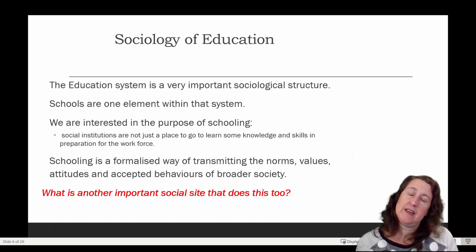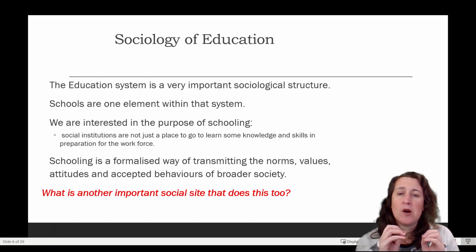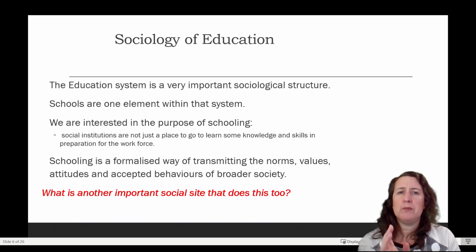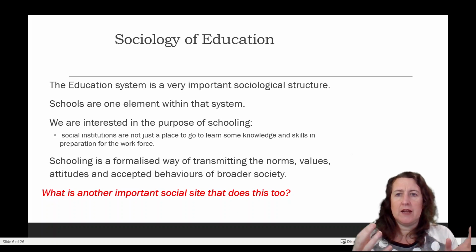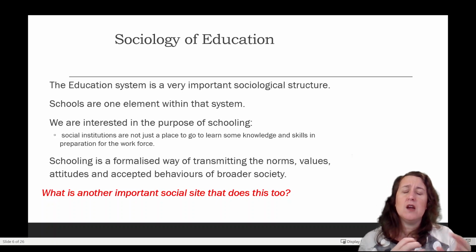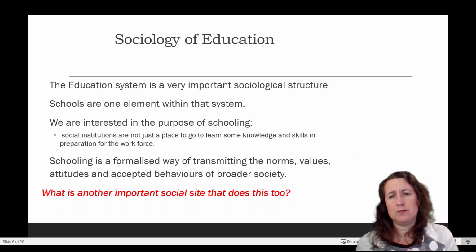However, obviously in this course, our focus is the sociology of education, because the education system is a very important sociological structure. Schools are one element in our system that is society, and we're very interested in the purposes of schooling. So social institutions such as schools are not just a place to go to learn some knowledge and skills in preparation for a workforce. There's a whole range of other social dynamics taking place within schools.